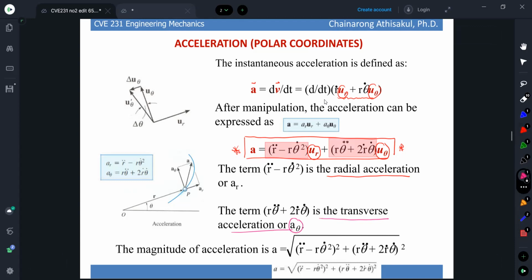The magnitude of the acceleration is the vector sum of the radial acceleration combined with the transverse acceleration a theta, and we obtain this expression for the magnitude of the acceleration vector in polar coordinates.